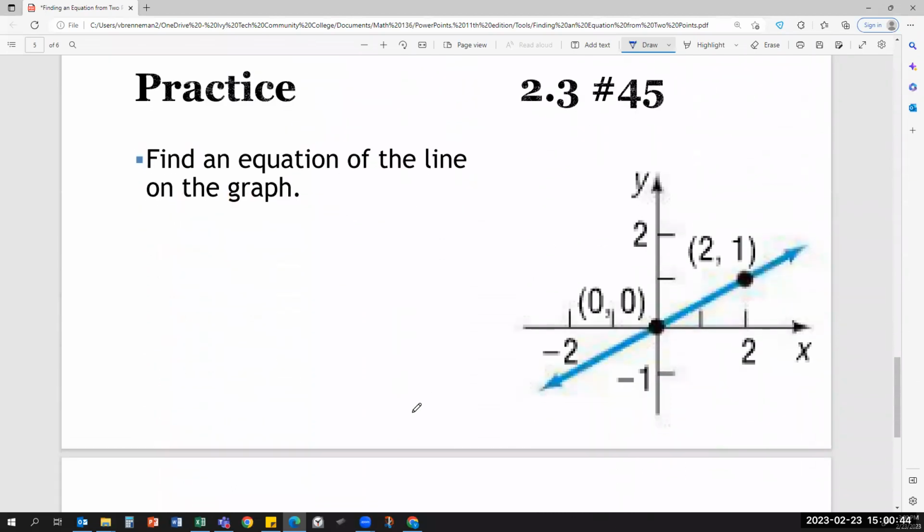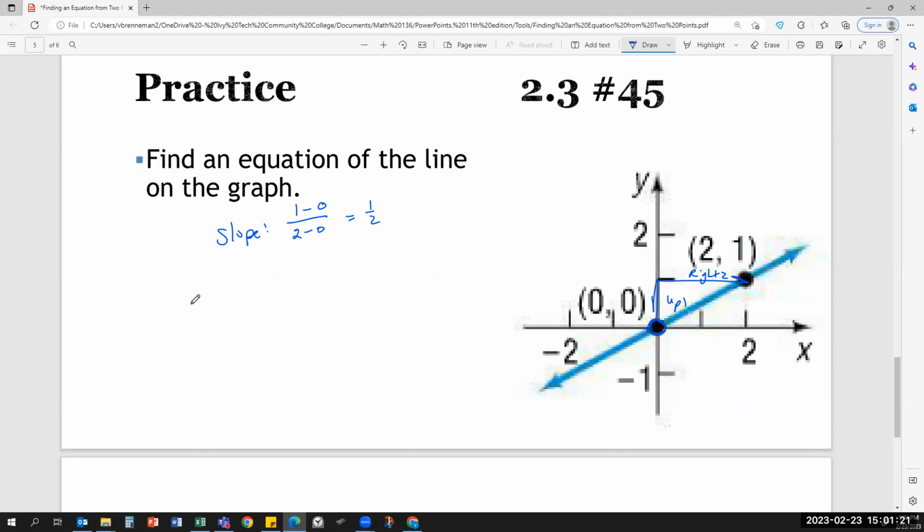Next example, here we have a graph. So again, I can do the process step by step, find the slope. Finding the slope, I can either use the slope formula, y2 minus y1 over x2 minus x1, or I can look on the graph and see from the first point it goes up 1 and then right 2. So that's rise over run to get the 1/2. So multiple ways to get to the slope being 1/2.